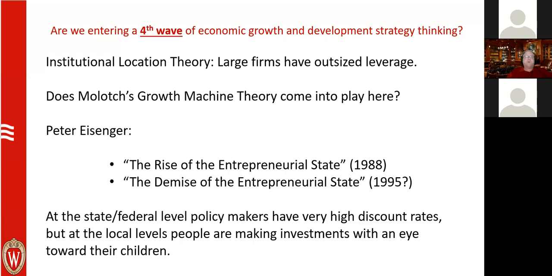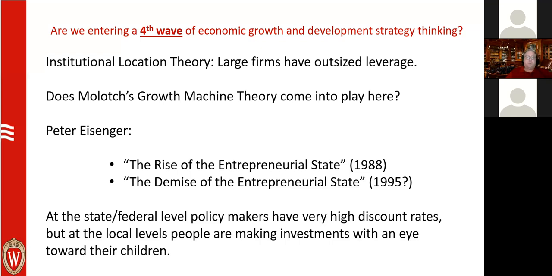Now, unfortunately, Peter Eisinger wrote a very influential book, The Rise of the Entrepreneurial State, in 1988, that essentially said, good, we're moving away from big manufacturing recruitment strategies and we're focusing on entrepreneurship. He wrote a follow-up piece, I think it was 1995, The Demise of the Entrepreneurial State: governments were going away from focusing on small business and entrepreneurship, and they started to back the big businesses.